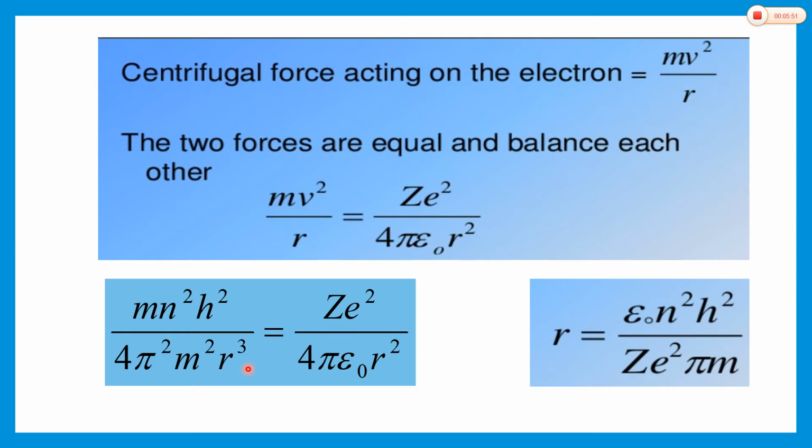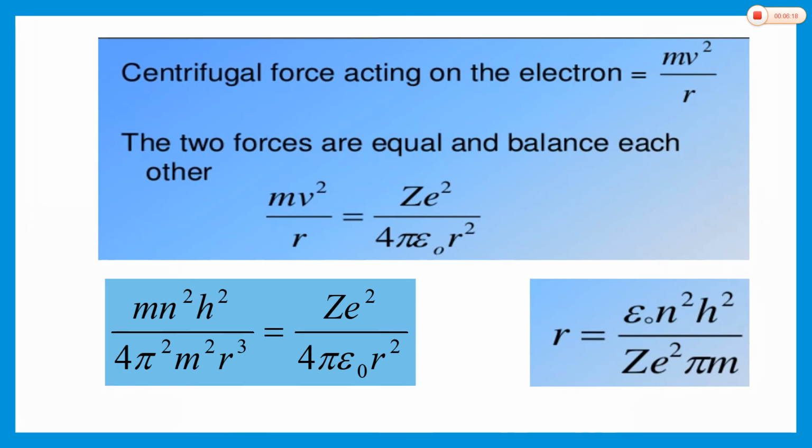Now from these two equations, r cube, if we bring it to the numerator on the right hand side, r cube upon r square, we get r. This 4 pi epsilon 0 we take to the other side, z square we take down, and rearrange the equation. We get the equation r is equal to epsilon 0 n square h square upon z e square pi m. This is the equation for the radius of Bohr orbit. This is the main equation for the radius of Bohr orbit.